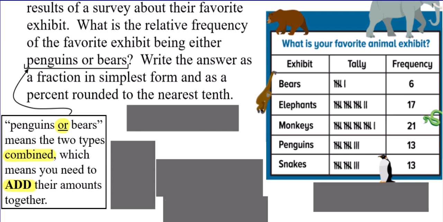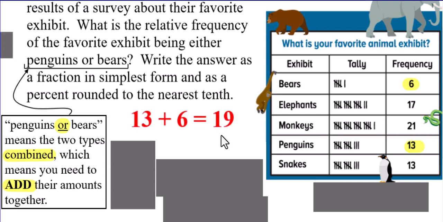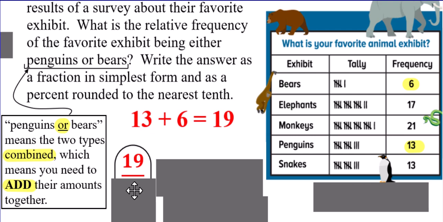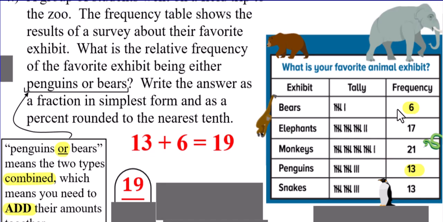So let's do that. For the bears, there were 6 bears. For the penguins, there were 13 penguins. And so some simple addition: 13 plus 6 is going to give you 19. That's your numerator. Oh, what's our denominator? What's the total number of people who participated in the survey?